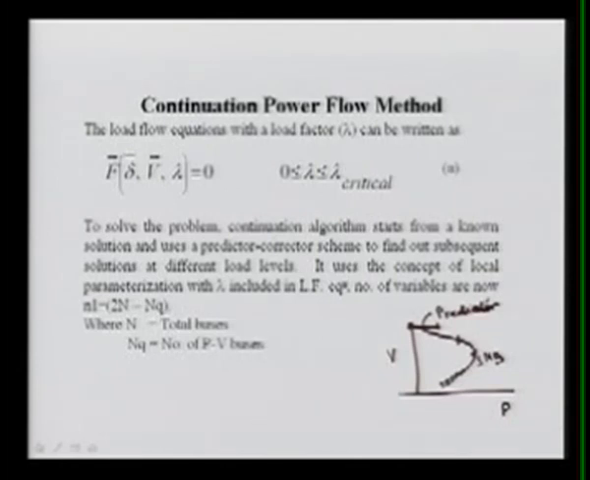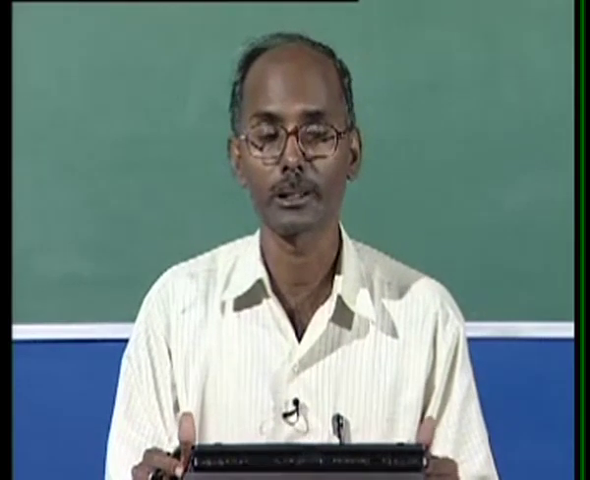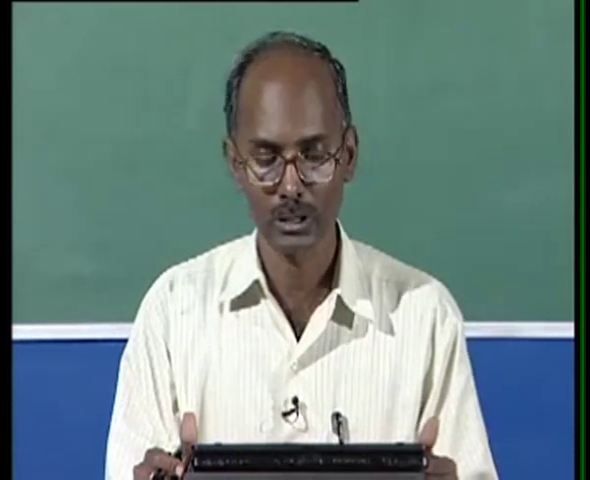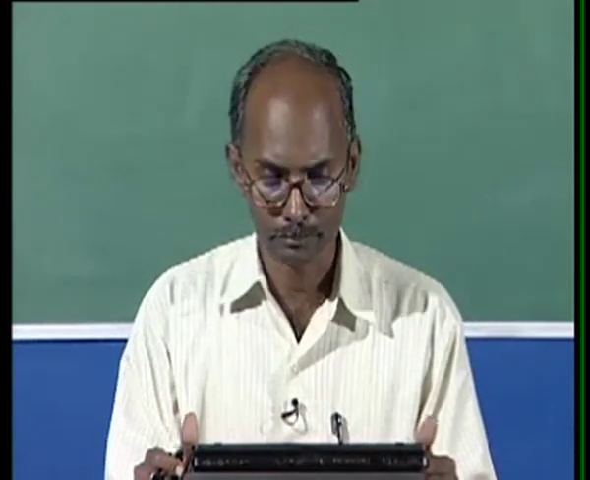Since we have moved here, this point is not the actual solution. Our actual solution point is this, so we go for the corrector step, and similarly again the tangent here, then here, and finally we can reach the notch point. So this is the sequence of predictor and corrector steps used in the continuation power flow method.